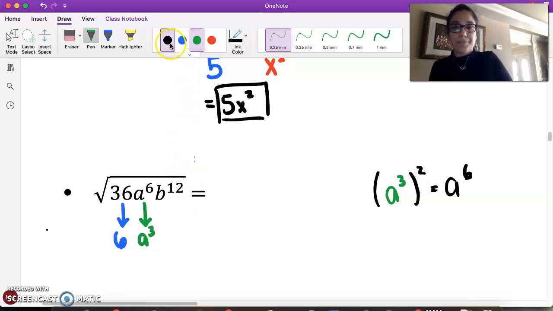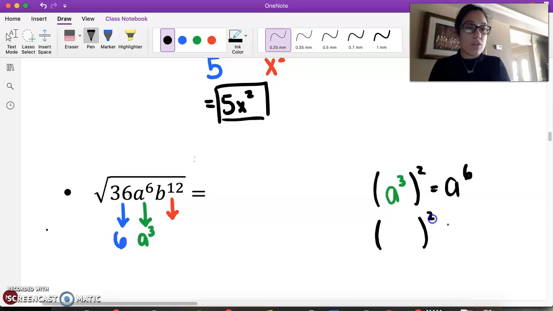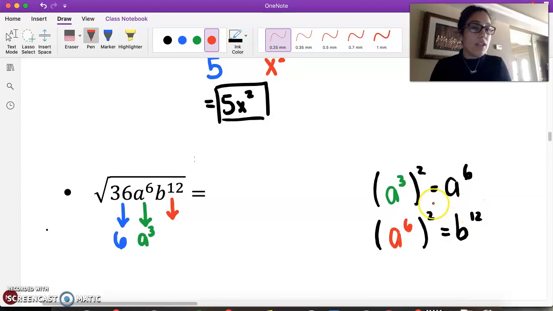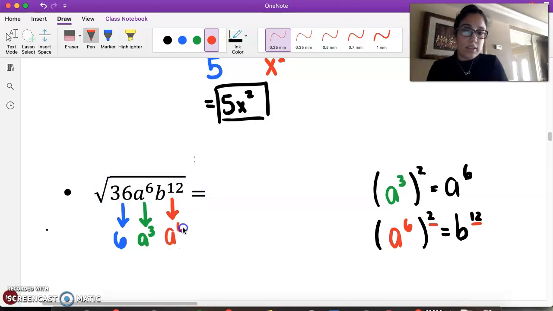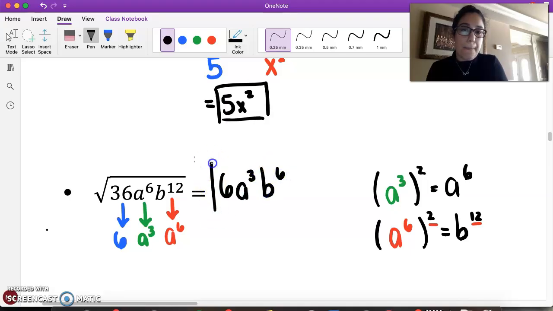And lastly, b to the 12th, which is a great vitamin. You should really take it. What squared is b to the 12th? It's going to be b to the 6th. So notice how you're really just dividing the exponent by whatever your index is. So your final answer would be 6a cubed, b to the 6th.